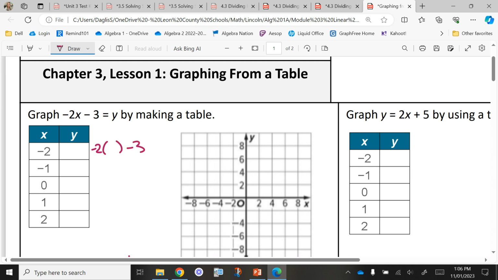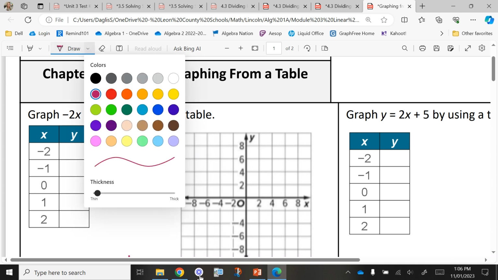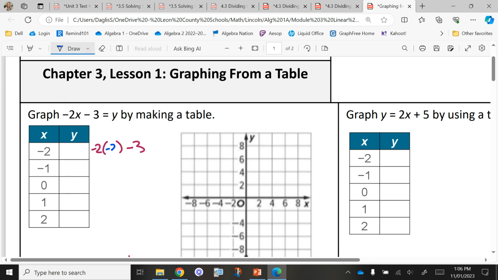So our very first one, we have negative 2x minus 3. But what is my x? My x for this first one is going to be negative 2. So what is negative 2 times negative 2? 4. And what is 4 minus 3? 1. You get that? We're going to do this over and over again. We're just going to change what that x number is.